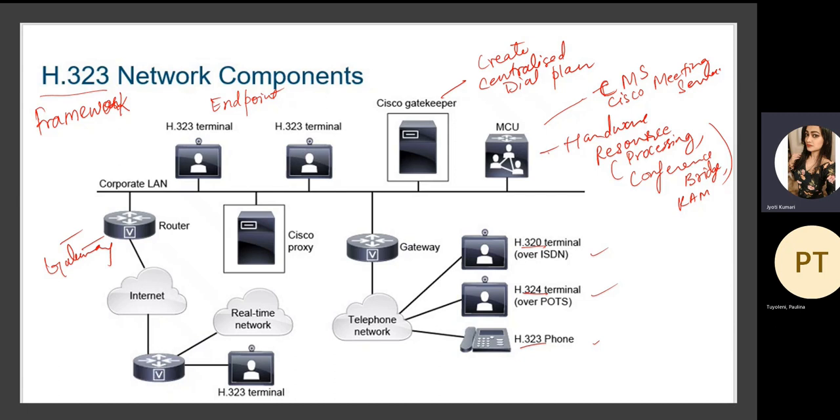The protocols used in H323 are H225, H245, Q931. These are the protocols. Okay. And H323 is the framework. H225 and Q931 are used for call setup, whereas H245 is used for capabilities negotiation.